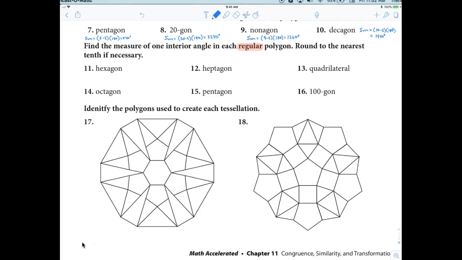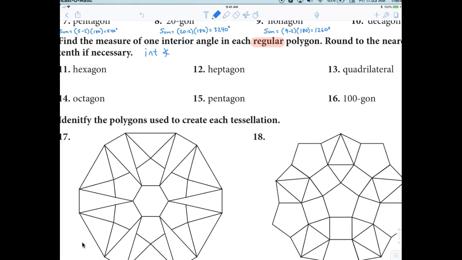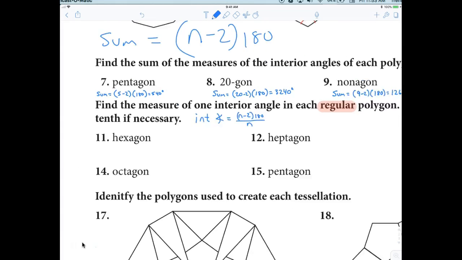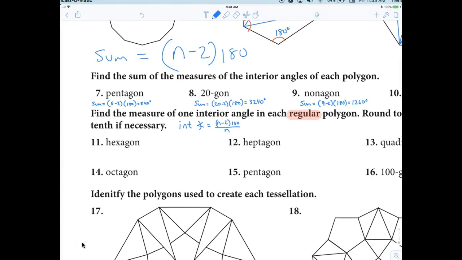The formula for the interior angle, and there's my symbol for angle. Is everybody with me? My interior angle is always the sum of the angles divided by the number of sides. So for questions 11, 12, 13, 14, 15, and 16, you just have to do one more step. You just divide by the number of sides. Is everybody with me on this?